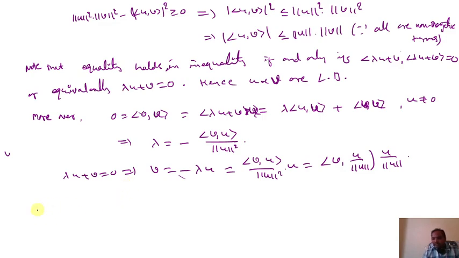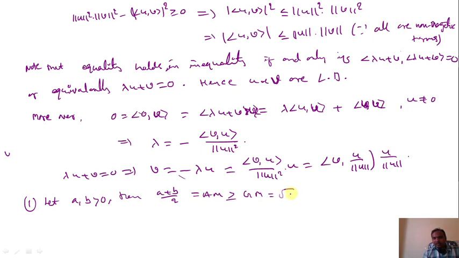Some examples. Suppose a, b greater than 0. Then (a+b)/2 is greater than or equal to √(ab): arithmetic mean greater than or equal to geometric mean. The geometric mean is root ab. This one we can prove by using the Cauchy-Schwarz inequality.